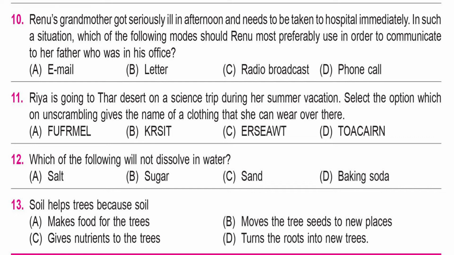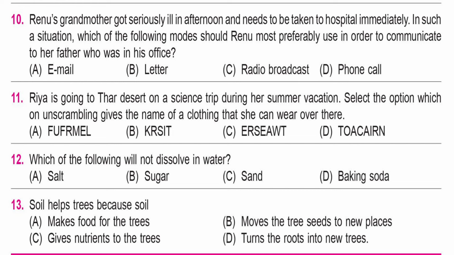Question number 12. Which of the following will not dissolve in water? Option A, salt. Option B, sugar. Option C, sand. And option D, baking soda. So we all know that salt, sugar and baking soda are easily soluble in water except sand. So the correct option will be option number C. Come to the next question.